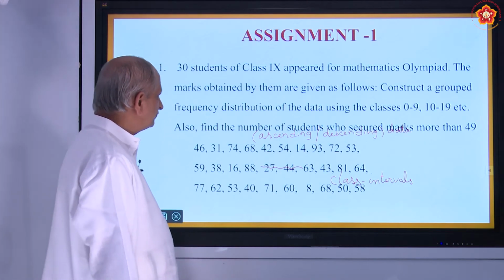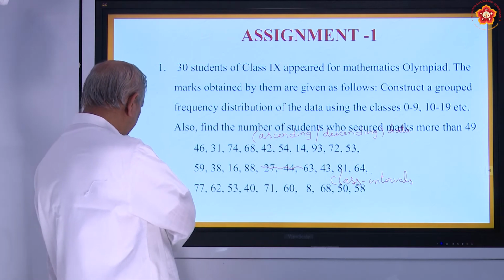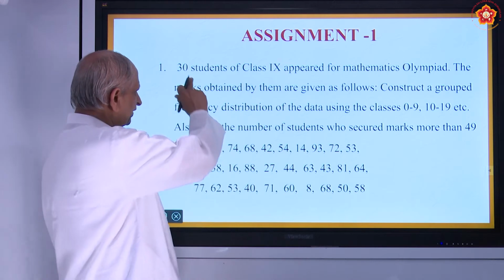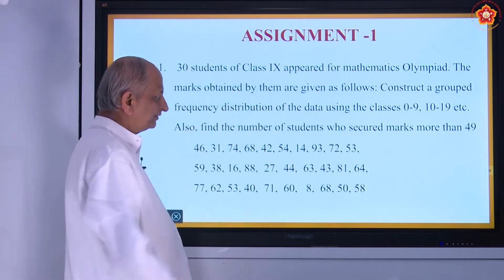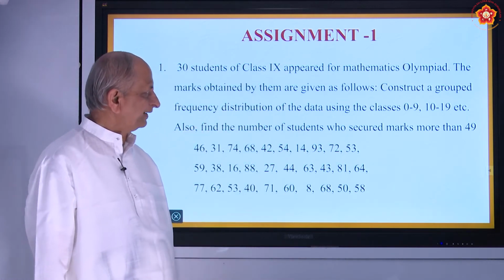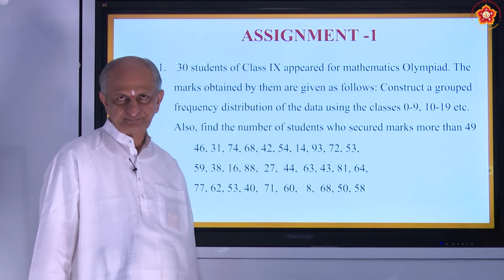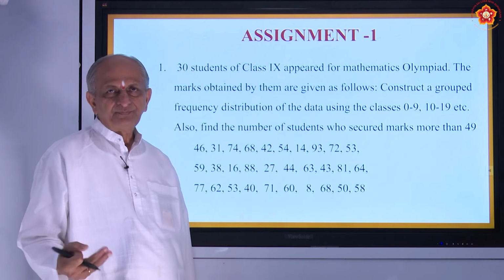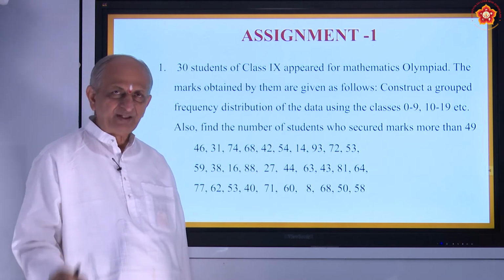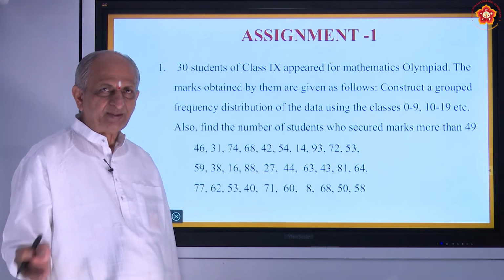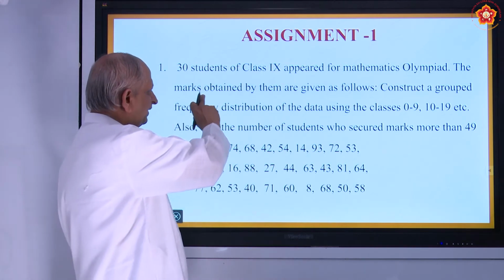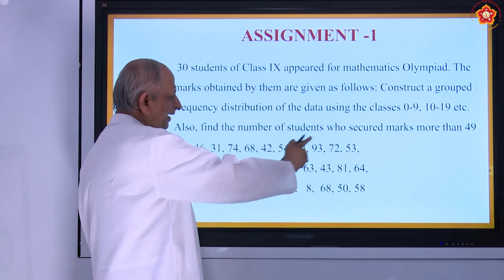Now, let us see the assignment you have done in the last class. 30 students of class 9th appeared for a mathematics Olympiad. Olympiad is a test conducted usually at national level, and sometimes they conduct it at state level also. The marks obtained by them are given as follows. This is the marks.